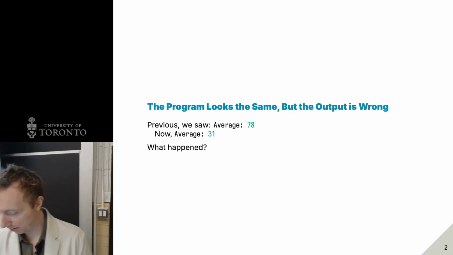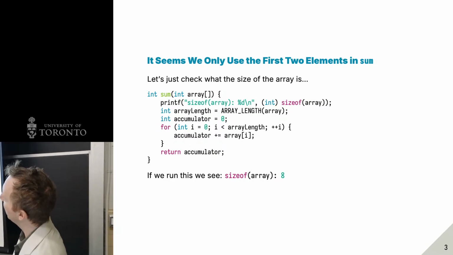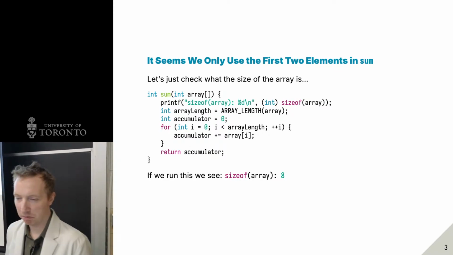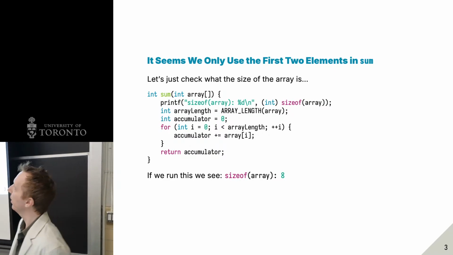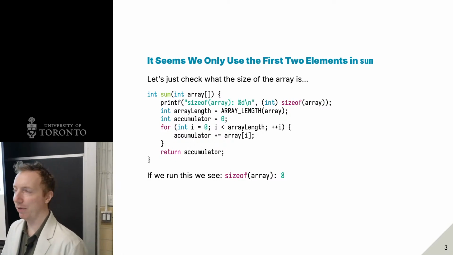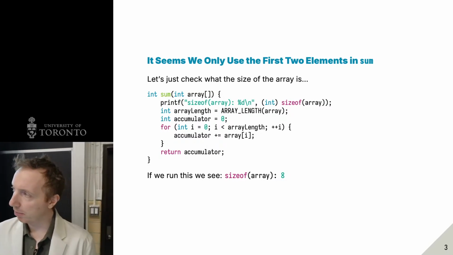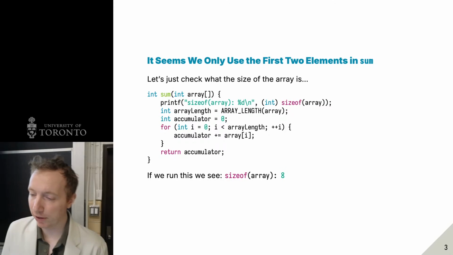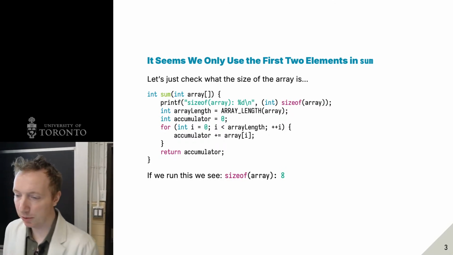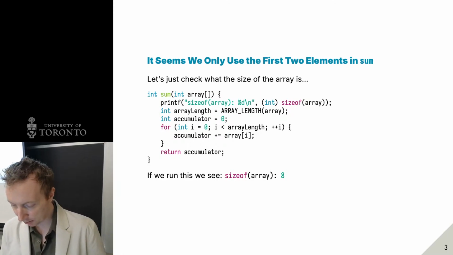What happened? If we figure out how we arrived at the number 31, and put on our detective hats, it appears that we only used the first two elements in the sum. And here we can check the size of the array.